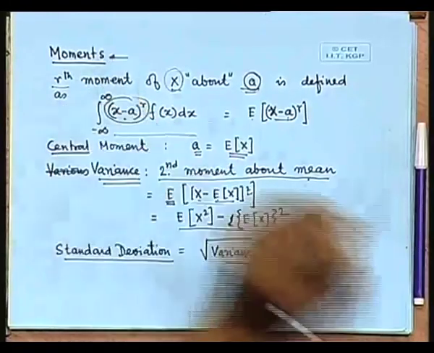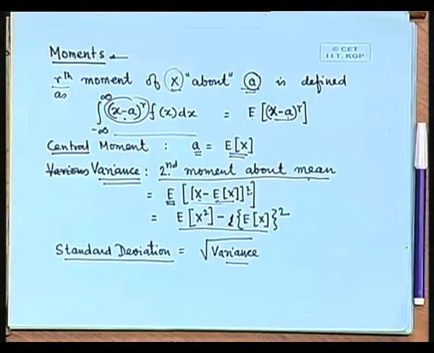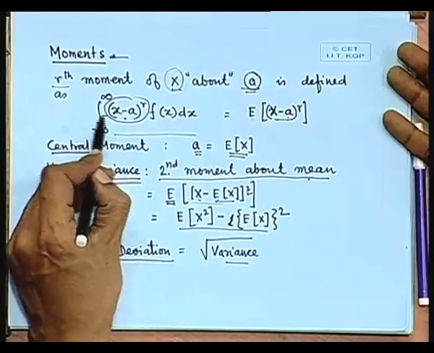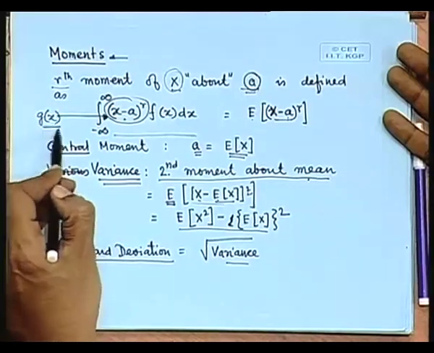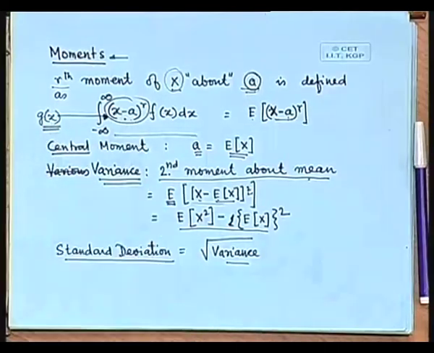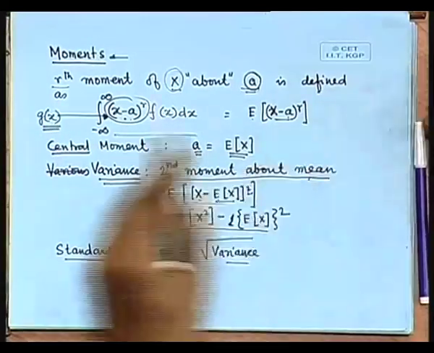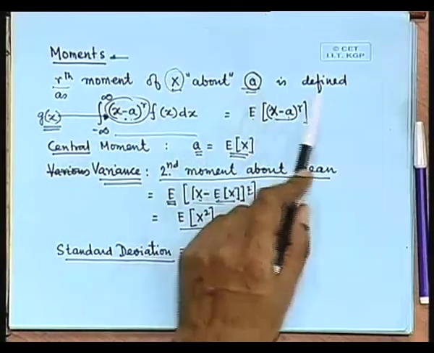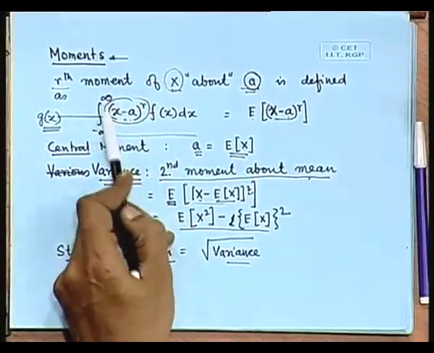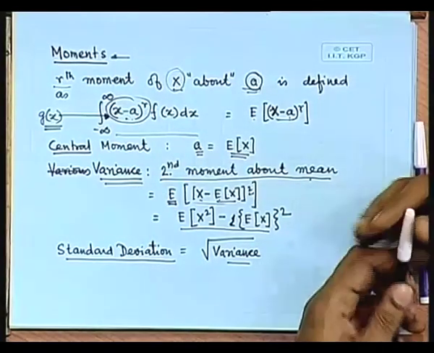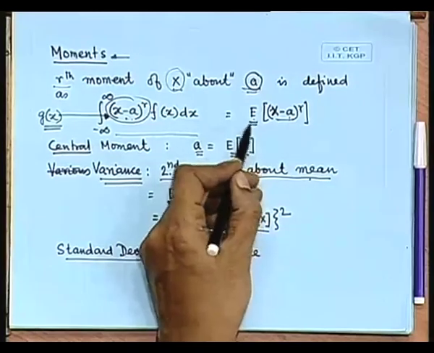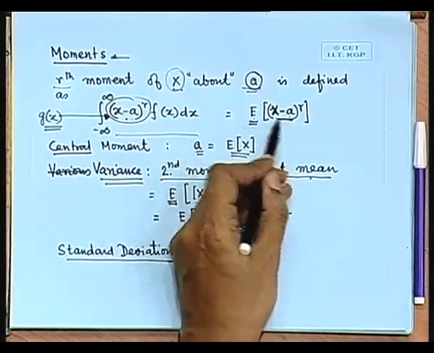So, we try to express that, and for doing that we first introduce what is known as a moment. So, what is a moment? A moment is an expected value of a certain special quantity. So now, in place of g(x), we are choosing a special form of g(x). The rth moment of x about a is defined as the expected value of (x minus a) whole to the power r.